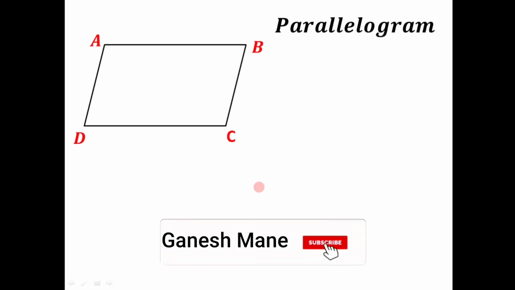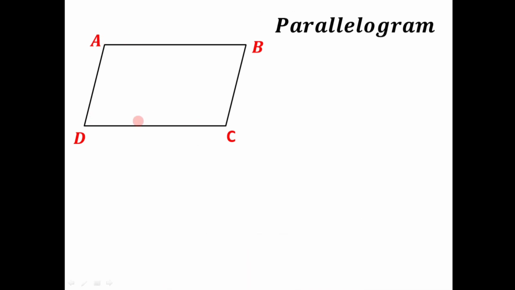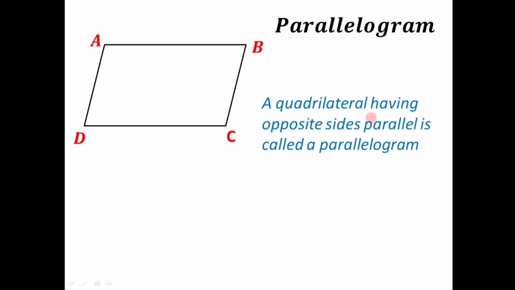Let's have a diagram. This is a quadrilateral given which is named as quadrilateral ABCD. Now for this one, as we can observe, the pair of opposite sides of this quadrilateral are parallel to each other. That is, AB is parallel to side CD and AD is parallel to side BC. If such a quadrilateral is there, it is called as a parallelogram. So from that we have the definition. A quadrilateral having opposite sides parallel is called as a parallelogram.